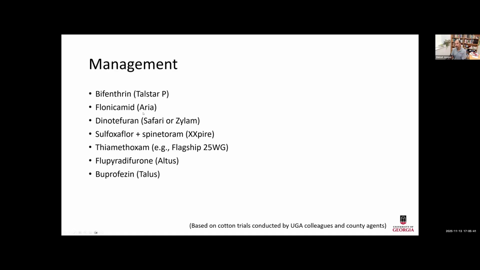But there are other products like Aria, flonicamid, that worked really well. We saw that it works. Expire, a combination of sulfoxaflor and spinetoram, worked very well. Altus worked very well, and also Talus, that is buprofezin, an insect growth regulator. So you can see there are a lot of insecticide groups, at least 3 or 4 classes right there that you can rotate. So it provides very good control for this.